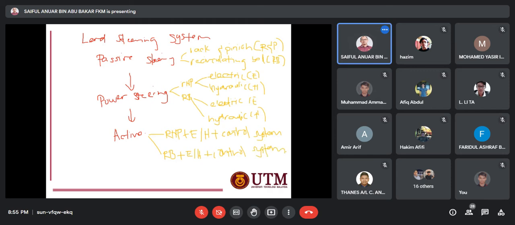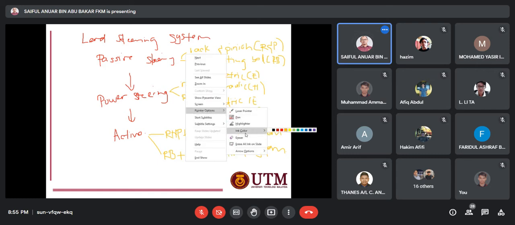Okay, understand? Understand? So any question on this level of steering system?